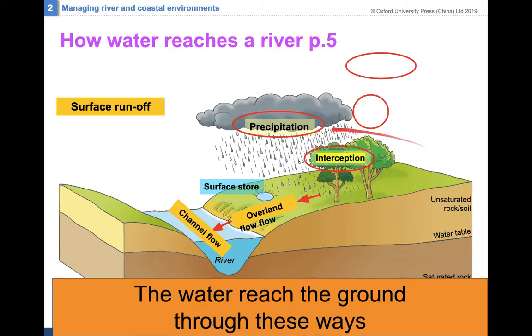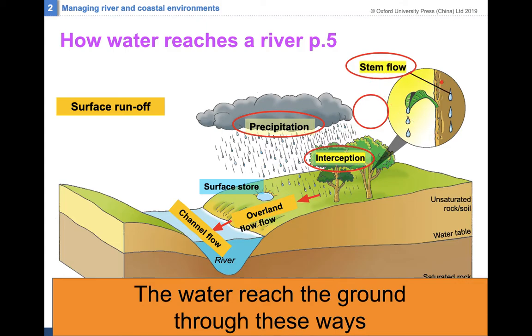Okay, and then there is a process called the interception. This means the water will run through some vegetation and be trapped by the leaves. So this is what we call the interception. Inside the vegetation or inside the tree, there are two ways that the water could run back to the land. First is the stem flow.